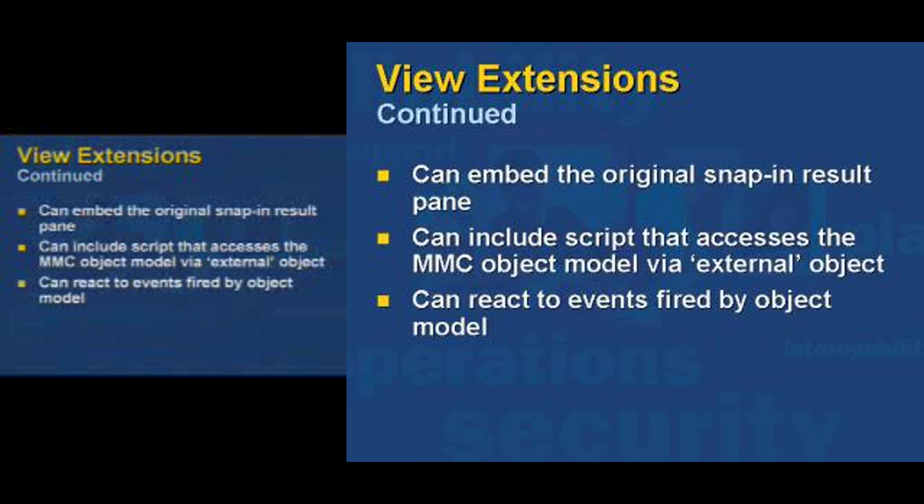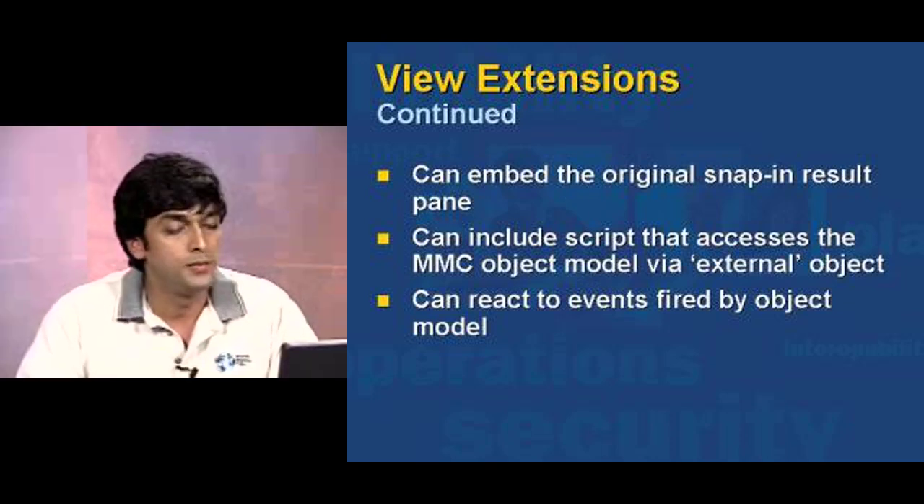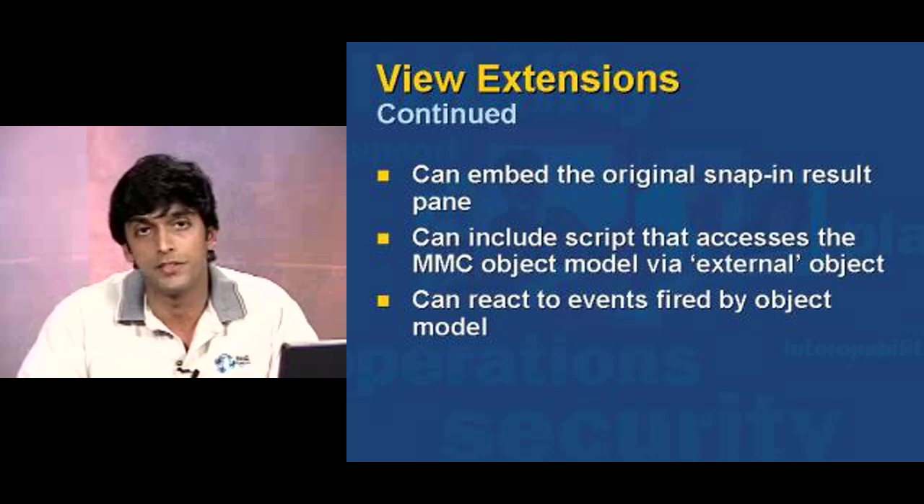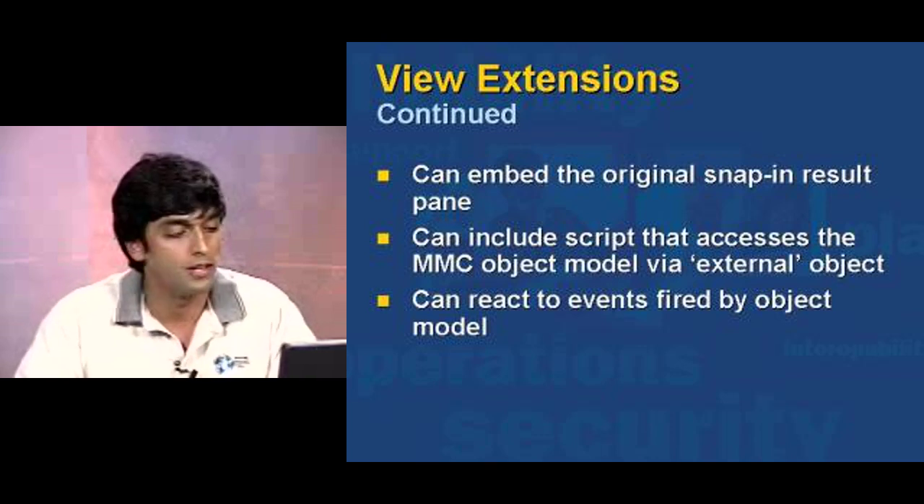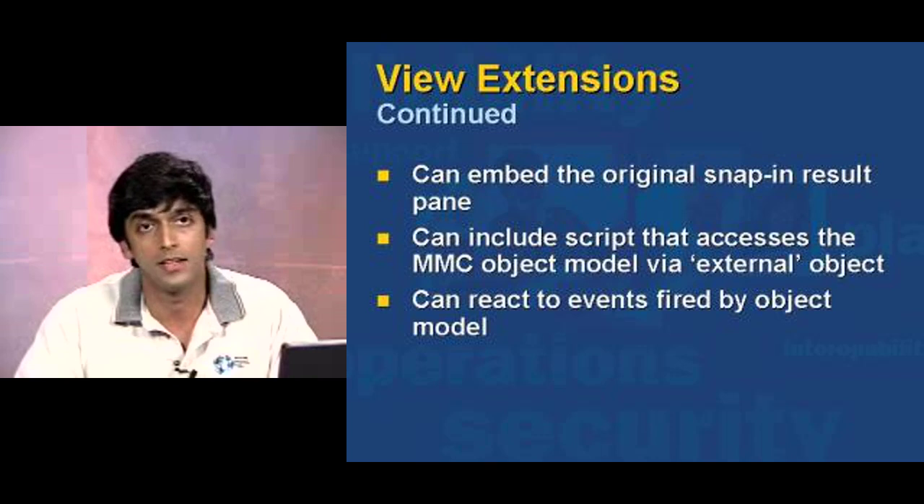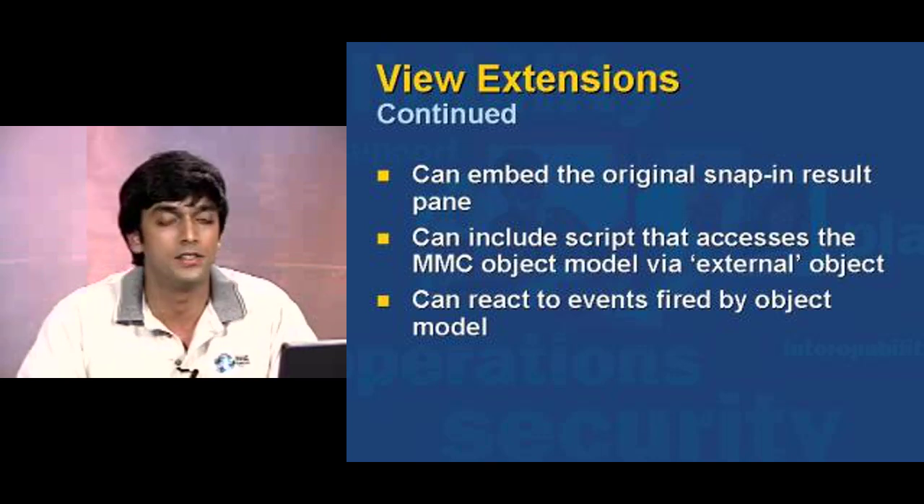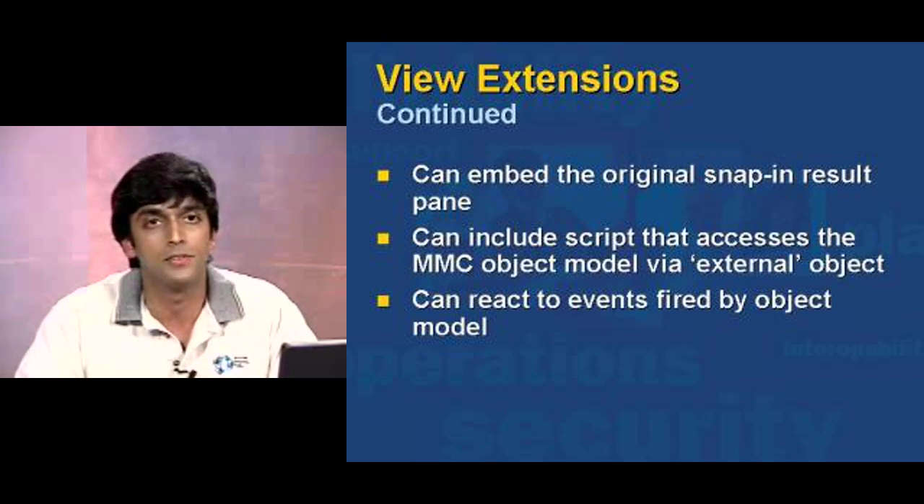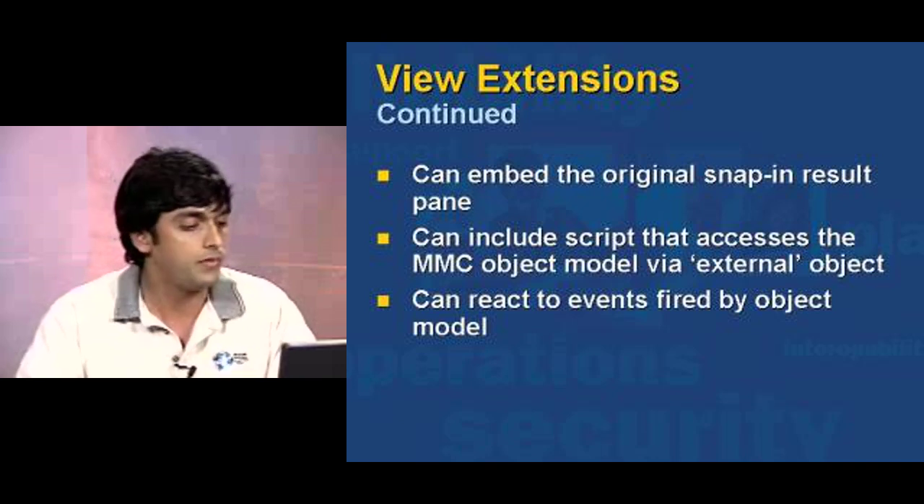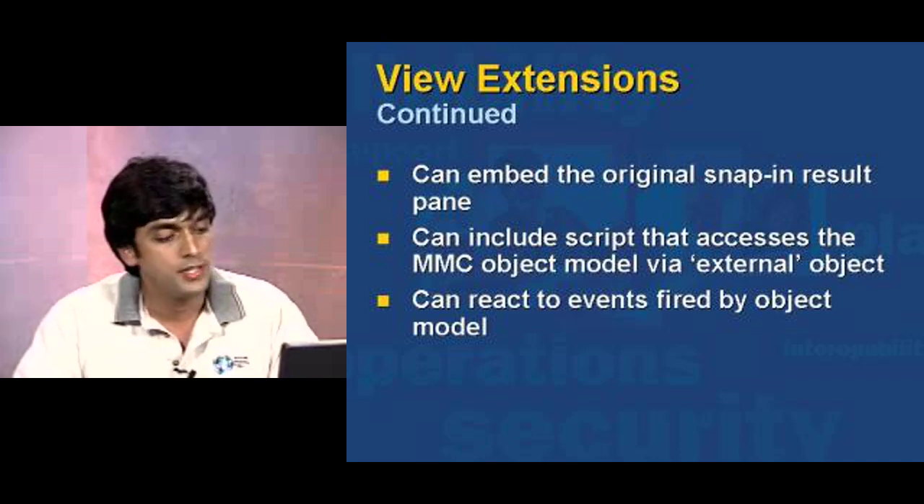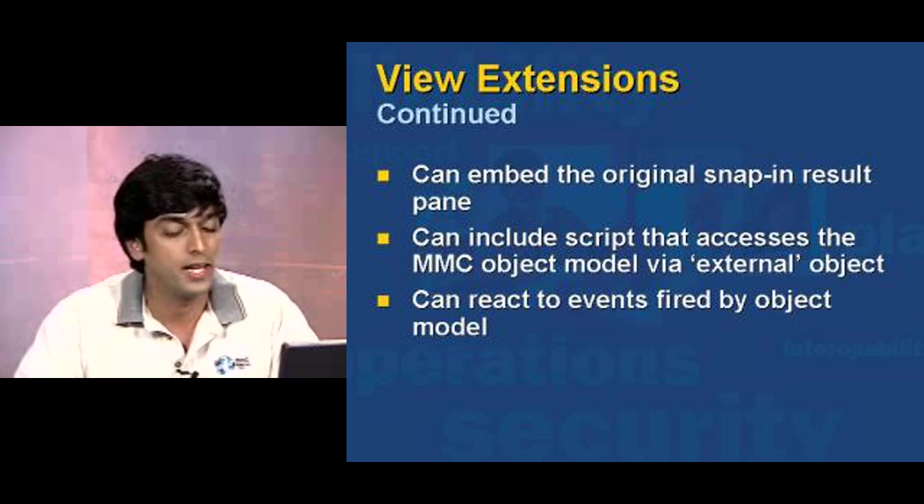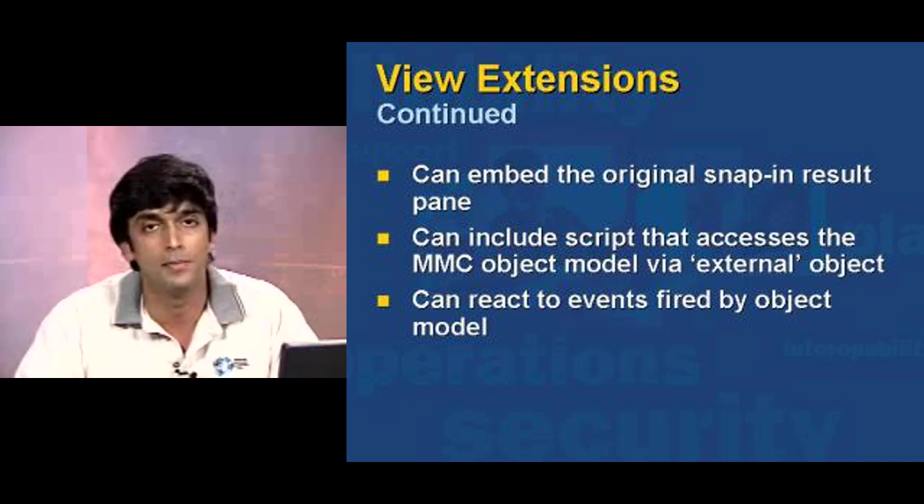As mentioned before, view extensions can embed the result pane of the original snap-in within the HTML, but don't have to. Also, view extensions can add more than one result pane at a time. If there is more than one, then the user can switch between the result panes provided using a tabbing mechanism. The DHTML can execute script that accesses the MMC object model using the IE5 external object and can react to events fired by the object model.